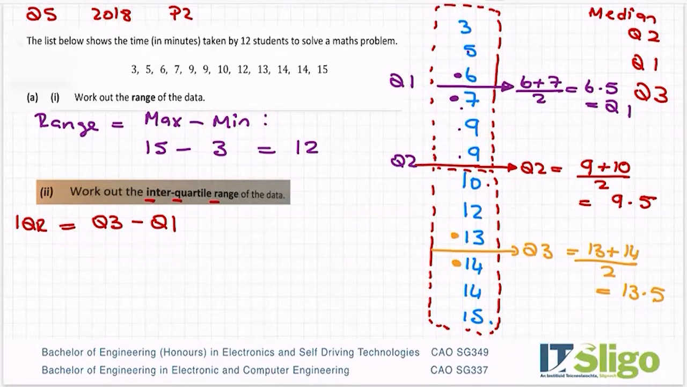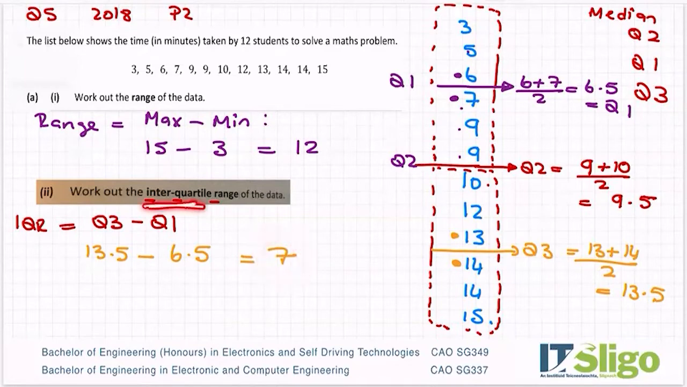Inter means in between, so in between the two quarters. So it's going to be 13.5 minus 6.5. What's that? 7. Okay, so your interquartile range is 7.